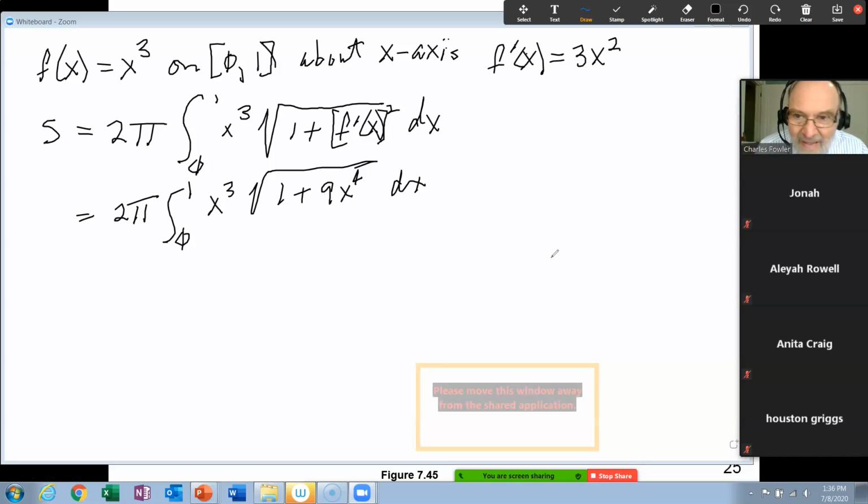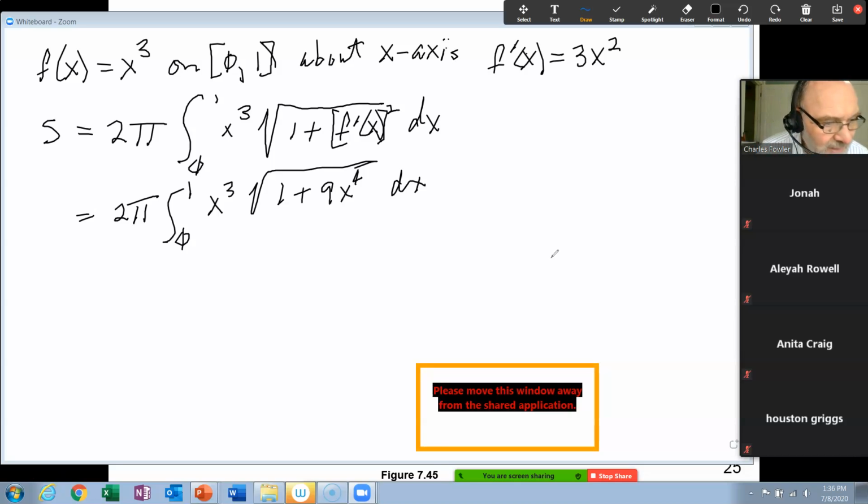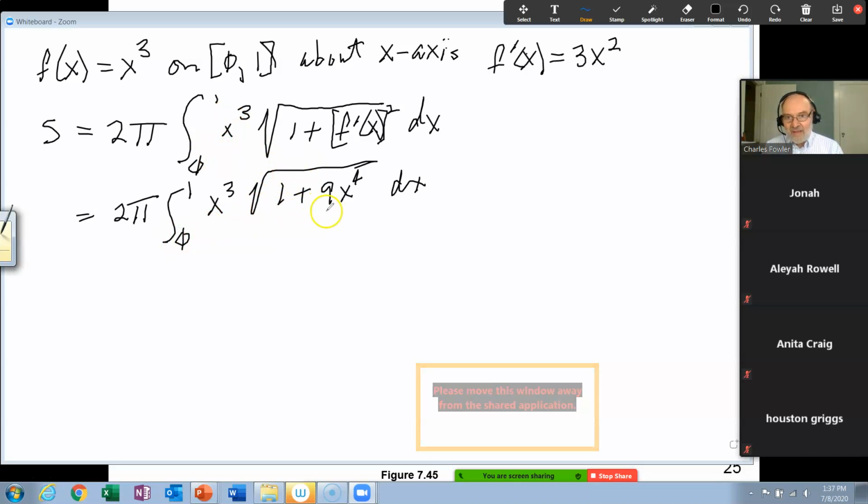Okay. Now, where were we? We got down our surface area to be this formula right here. And I believe that's pretty close to what they've got in the text. They've done some other weird things. But here's where we go from here. How do you do an integral like that? Well, looks like a U substitution might work. So let's try that.